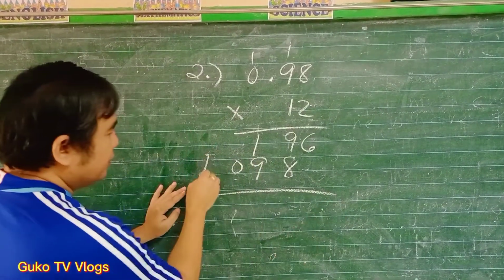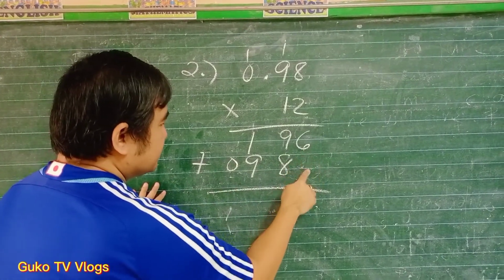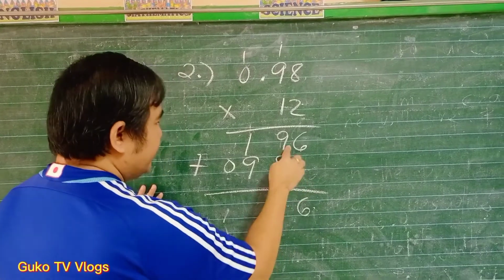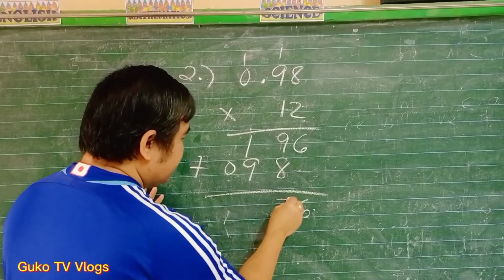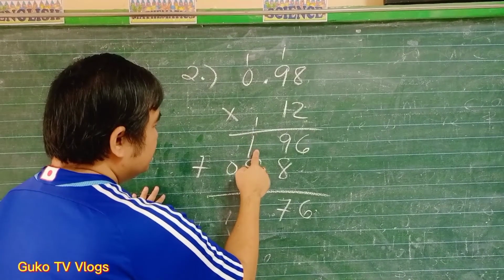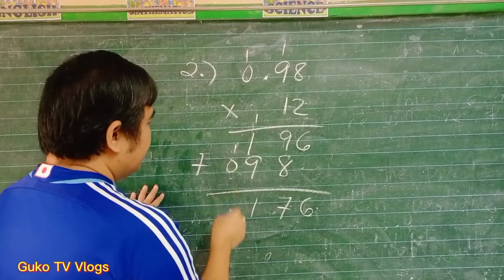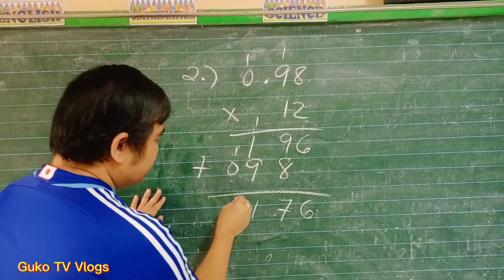So the next step here, we have to add. So let's add. 6 plus 0 is 6. 9 plus 8 is 17. So 7 carry 1. Then 1 plus 1 is 2. Then 2 plus 9 is 11. So 1 carry 1. Then 1 plus 0 is 1.